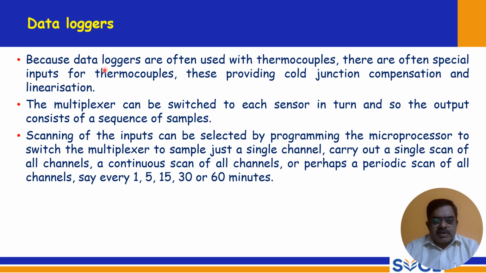Data loggers are often used with thermocouples, not only thermocouples, it can be any sensor that produces analog output. There are often special inputs for thermocouples. These provide cold junction compensation and linearization. The multiplexer can be switched to each sensor in turn, and so the output consists of a sequence of samples. Scanning of the inputs can be selected by programming the microprocessor to switch the multiplexer to sample just a single channel, carry out a single scan of channels, a continuous scan of all channels, or perhaps a periodic scan of all channels, say every 1, 5, 15, 30, or 60 minutes.